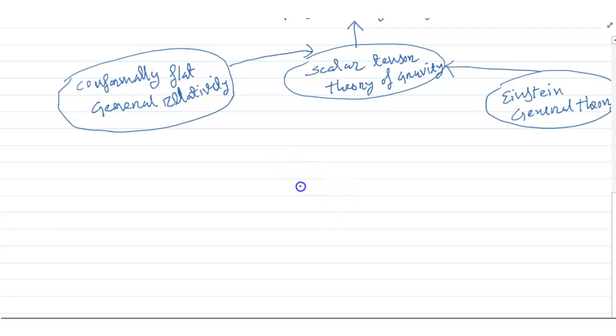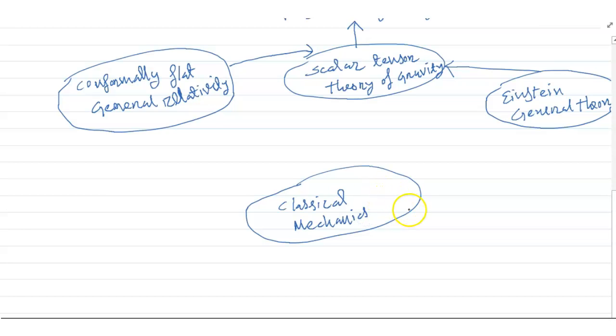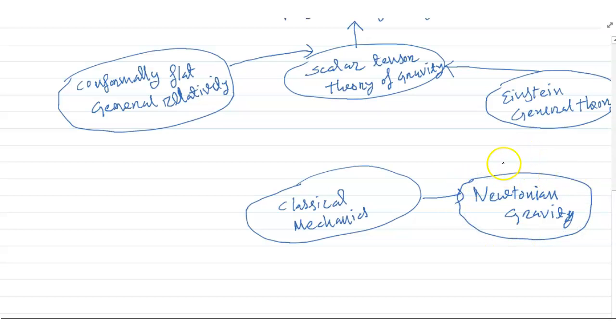And classical mechanics. Classical mechanics is the Newtonian converted into Newtonian gravity. I have already told in my previous diagram that Newtonian gravity produced Einstein general relativity theory, and classical mechanics produced special relativity, the special theory of relativity.